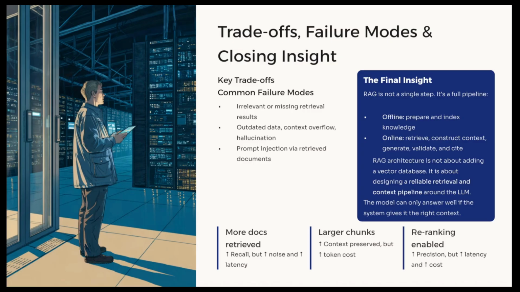So, to summarize, RAG is not a single step. It is a full pipeline. Offline, we prepare and index knowledge. Online, we retrieve relevant chunks, build context, call the LLM, validate the answer, and return sources. The final insight is this: RAG architecture is not about adding a vector database. It is about designing a reliable retrieval and context pipeline around the LLM. In RAG systems, the model can only answer well if the system gives it the right context.